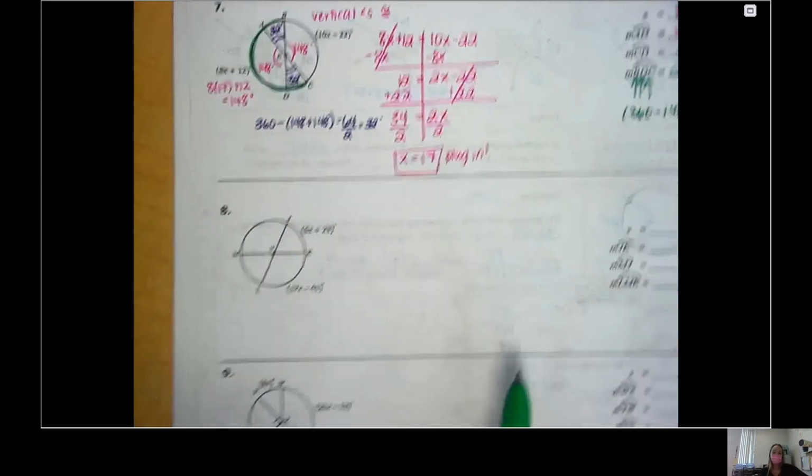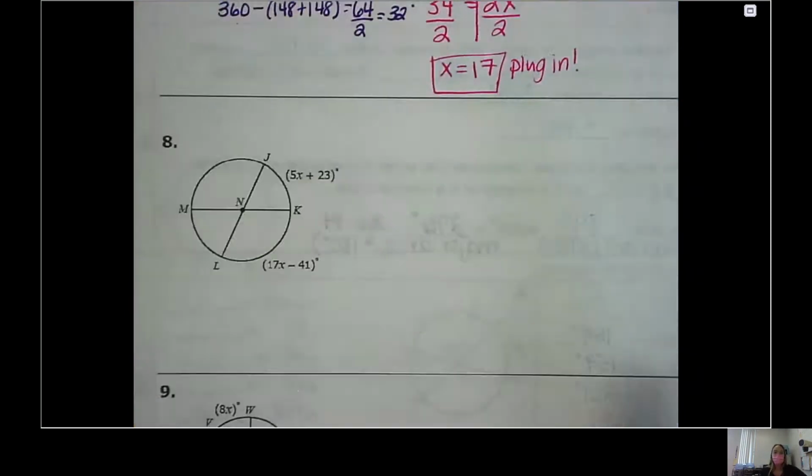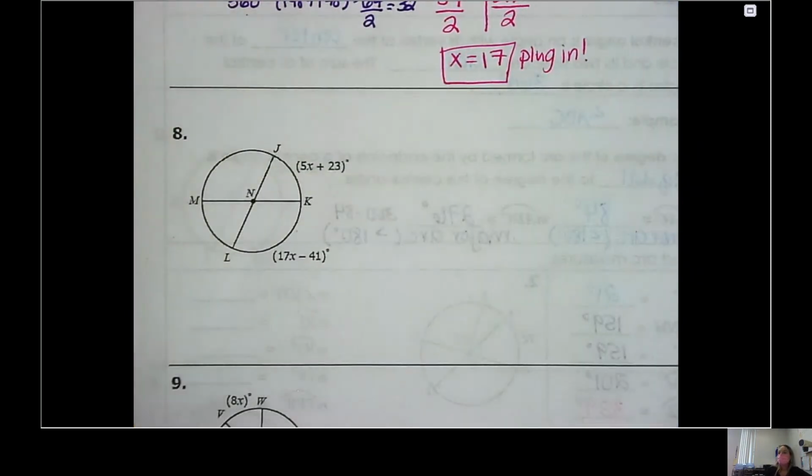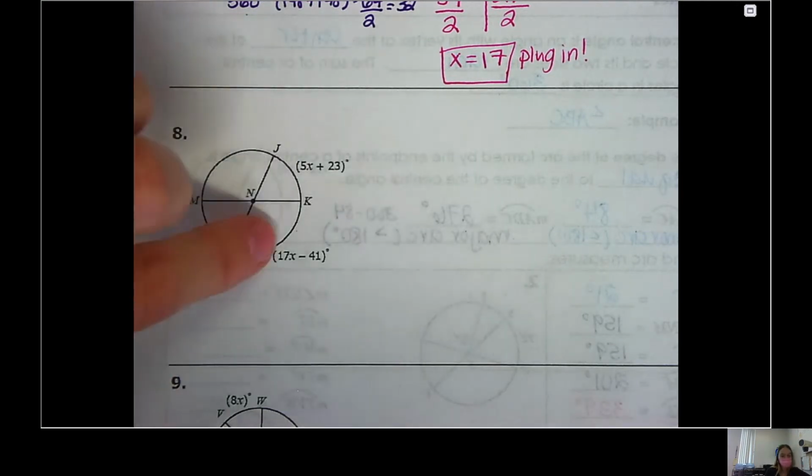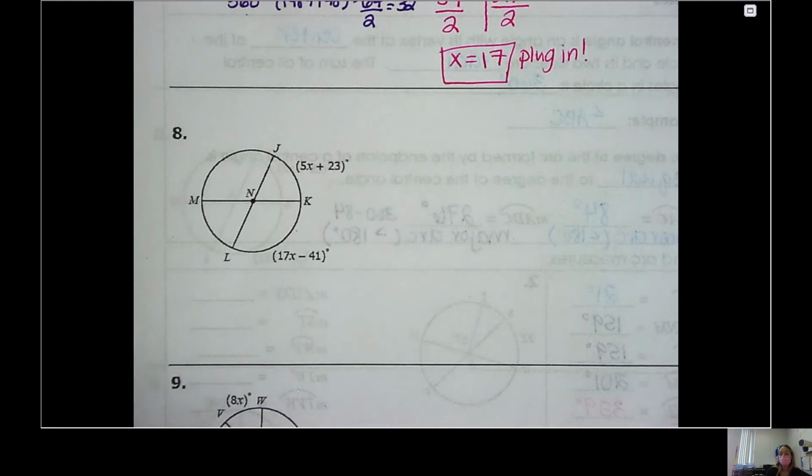You know, I know we don't have a lot of time. But if you take a look at number 8, what do you notice this time about these two angles? Here and here. Are those vertical? No. Ooh, what are they?